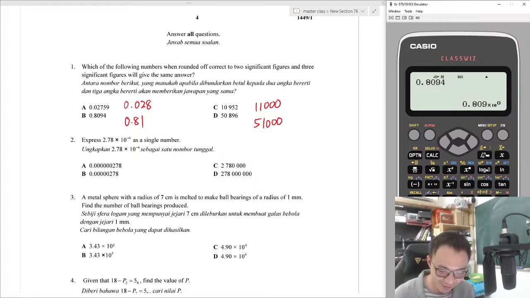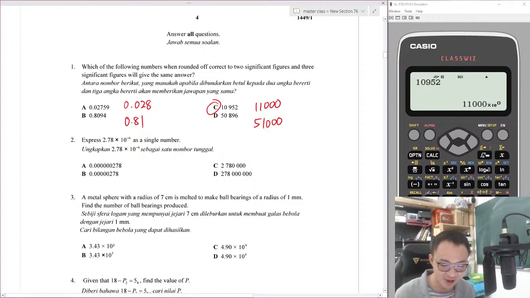Let's continue. So B is not the same. Now 10952, you type enter, and then I go ENG. It's the same, isn't it? So obviously I know the answer is C, but let's try the last one.